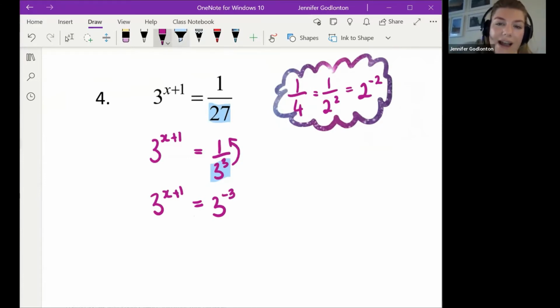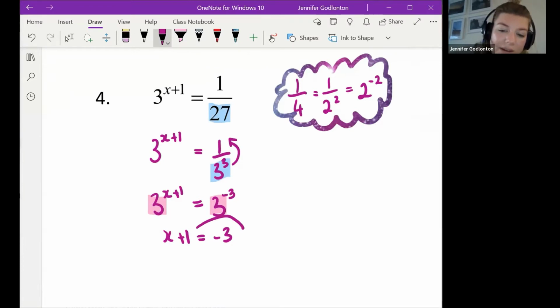Good. So now at this point over here, my bases are the same as each other. So because my bases are the same, we can say our exponents are the same. Good. Next step. And then x is equal to -1 minus 1. Plus 1, sorry. The -3 minus 1. Oh, yes. And then x is equal to -4.